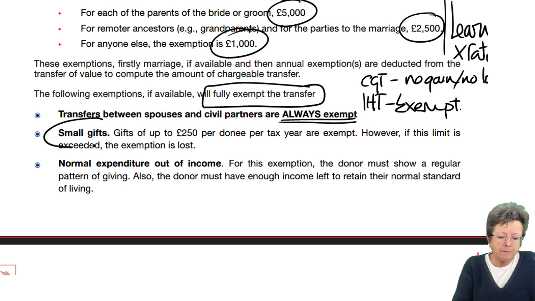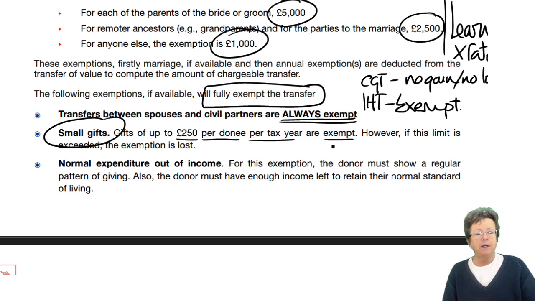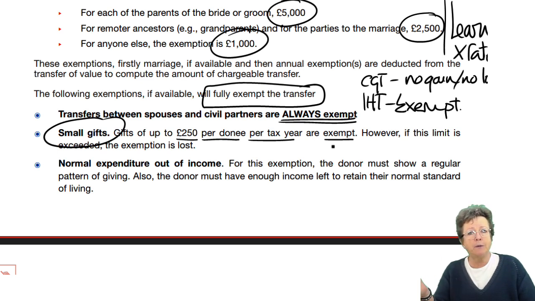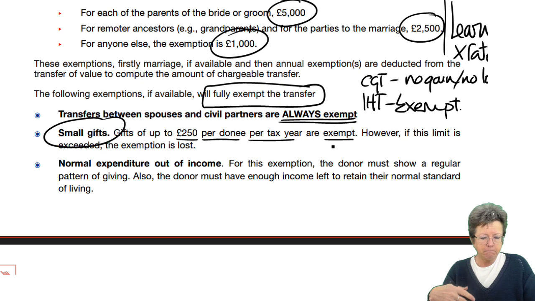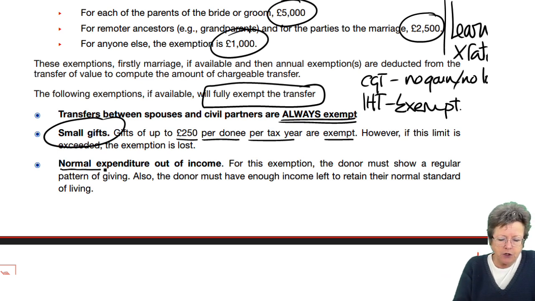Small gifts. Gifts up to £250 per donee per tax year are exempt. If you give a gift of £200, it would be covered by that exemption. If you give a gift of £300, you don't get £250 knocked off and only pay tax on the balance. It's above the limit. And then normal expenditure out of income.